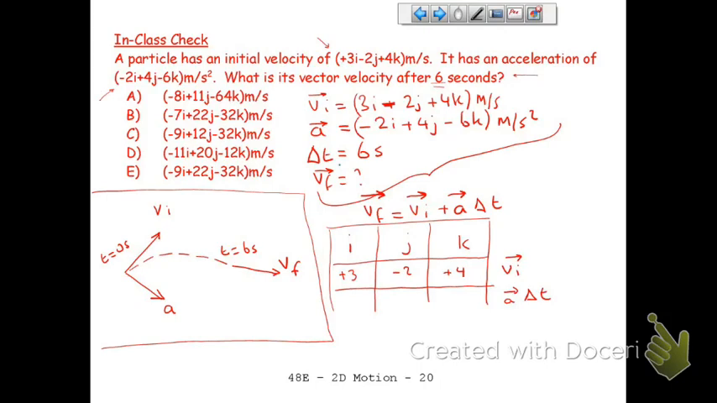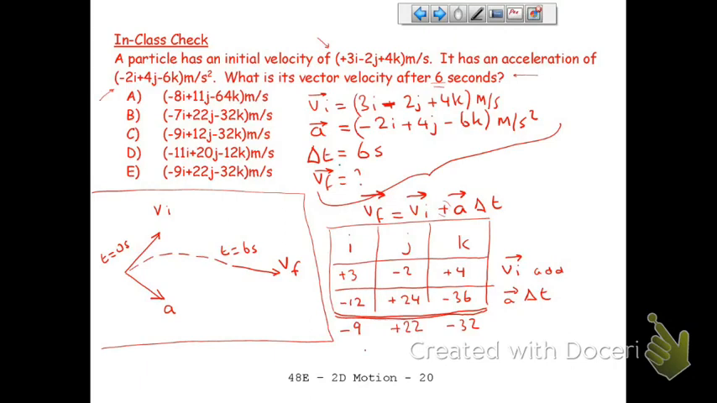I can multiply this by 6. So that goes to minus 2 times 6 is minus 12. And then plus 4 times 6 is plus 24. And then minus 6 times 6 is minus 36. I don't like to do things in my head, but I can do that in my head. That's not that big a deal. And then that operator there tells me to add. So I add these guys together, and I'm going to go, oh, that's going to be minus 9. And that's going to be plus 22, and this is going to be minus 32.